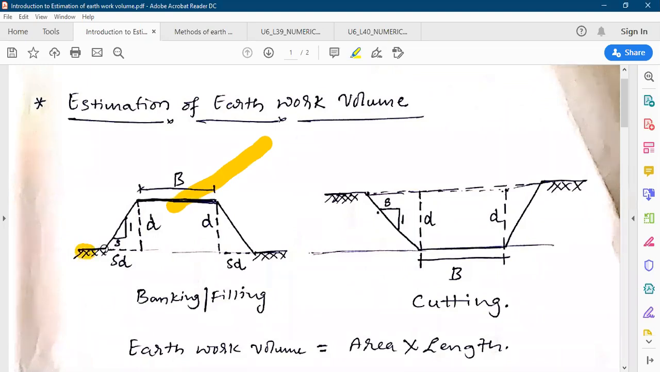So this is the cross section of the road which we can cut and see. This is at any one point. This is the cross section of the road at the filling or banking.